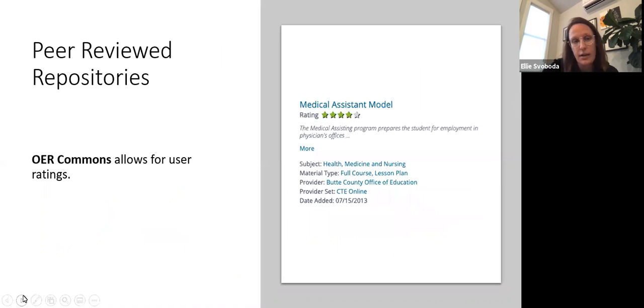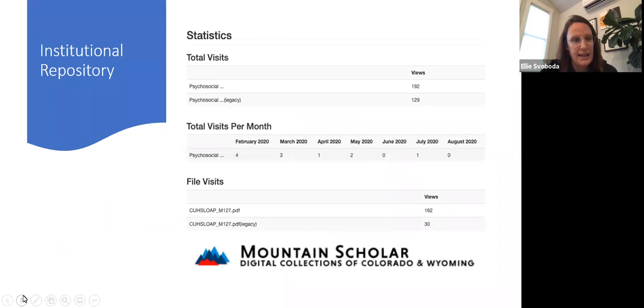The next slide has OER Commons, which does not have a peer review necessarily, but it does have a user review option. And then this slide is about institutional repositories. So one mechanism that sometimes faculty use, and that we're actually encouraging a lot of our faculty to do, is to deposit their OER in their institutional repository. And many institutional repositories collect statistics such as views and downloads. So here you can see an example of a material in the Mountain Scholar repository, which is our institutional repository. And so this psychosocial paper has been downloaded 129 times and been viewed 192 times.